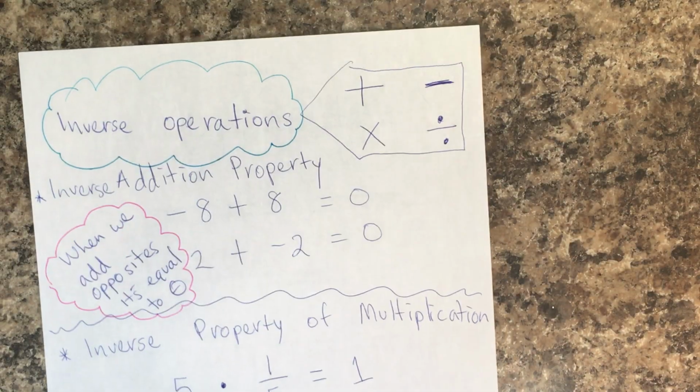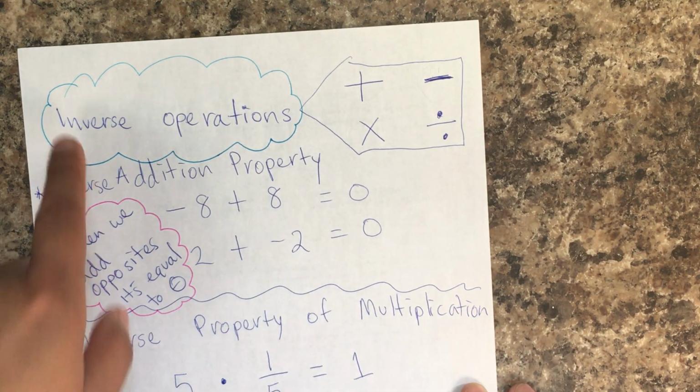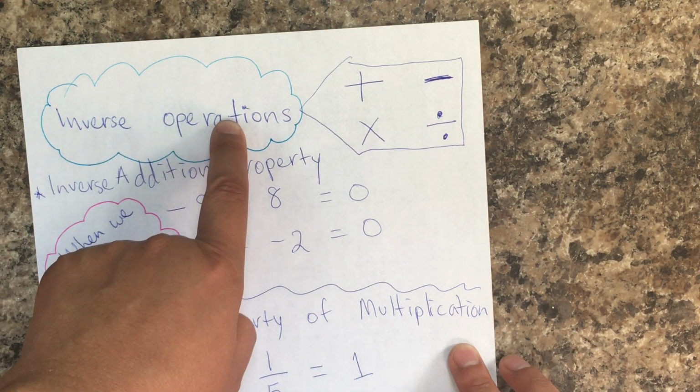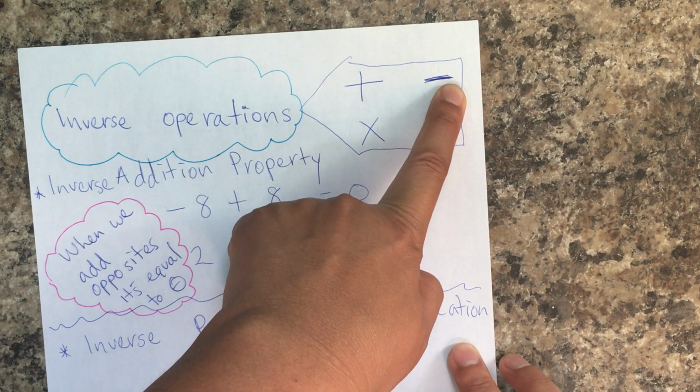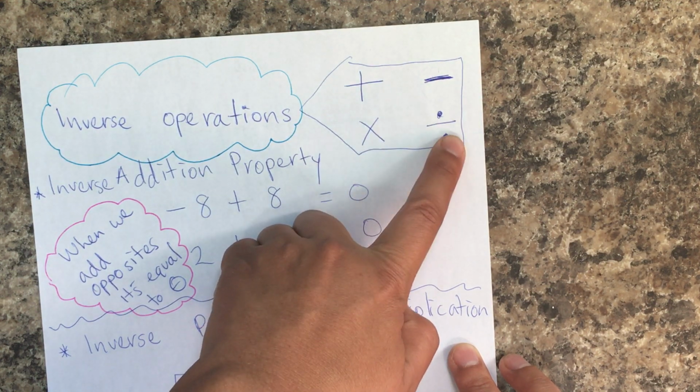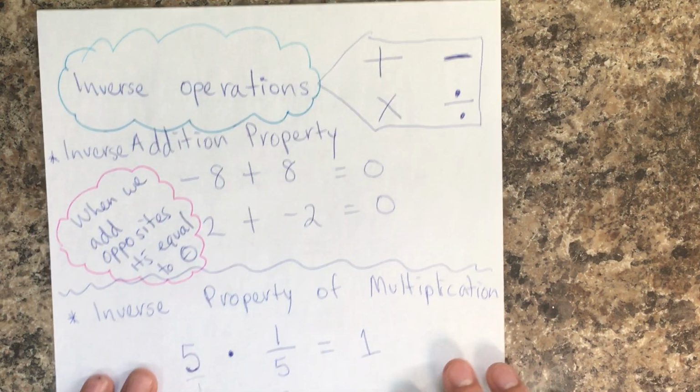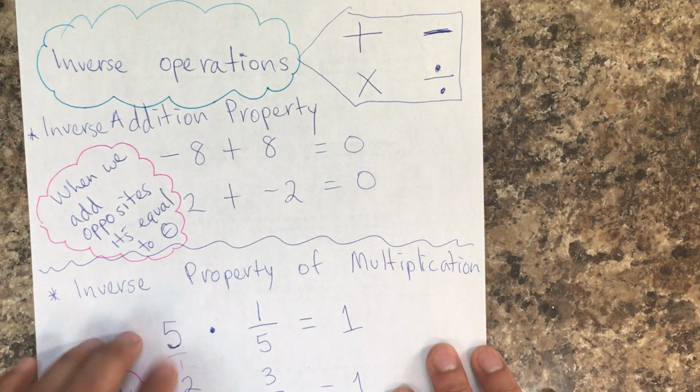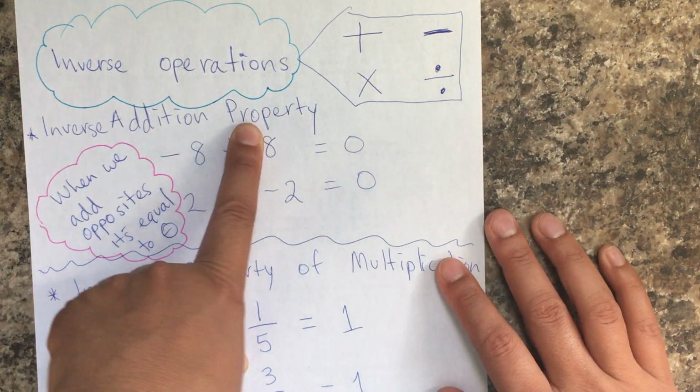So before we do that, let me just talk about two properties, and it's in reference to the inverse operations. Remember that addition cancels with subtraction, multiplication cancels with division, and vice versa. So this is similar to the inverse addition property.